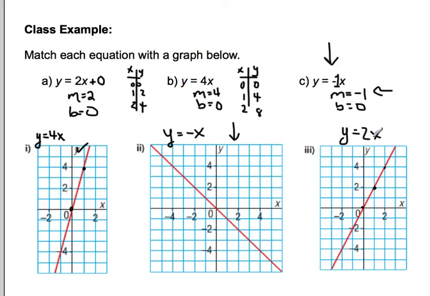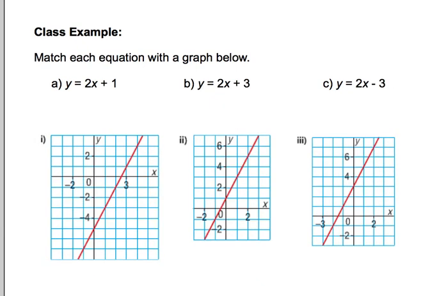Okay, so that information are just little tricks that you can use in order to kind of eliminate some of the graphs or narrow down the choices. Okay, so let's go on to the next one. Once again, they have to be in the y is equal to form. See, y is equal to, y is equal to, y is equal to.